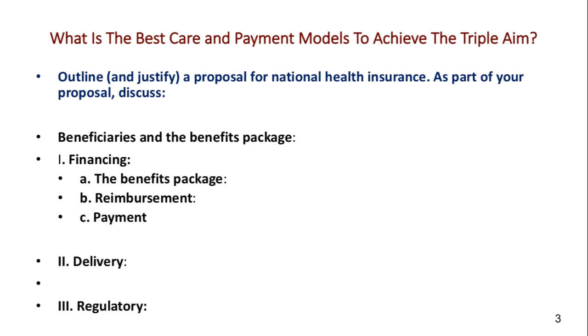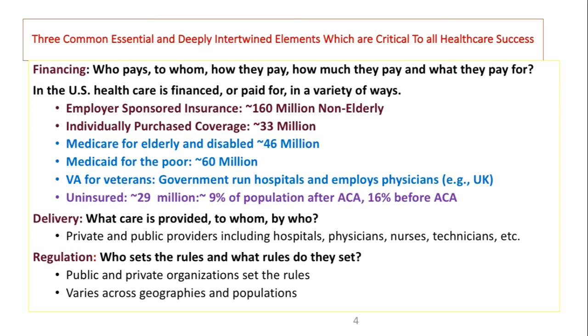To decide what the best model is, you have to study the current cases. What do we have right now with respect to these three elements we talked about: financing, delivery, and regulation? These are three common, essential, and deeply intertwined elements which are critical to our healthcare success and determine the situation of our healthcare system. With respect to financing, just think about who pays whom, how they pay, how much they pay, and what they pay for. It's difficult to say because we have a multi-payer system.